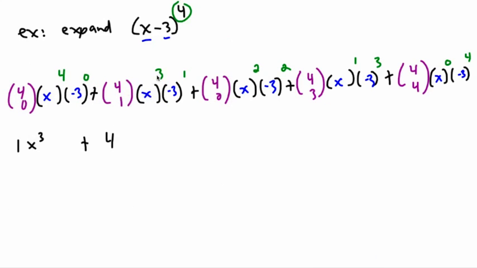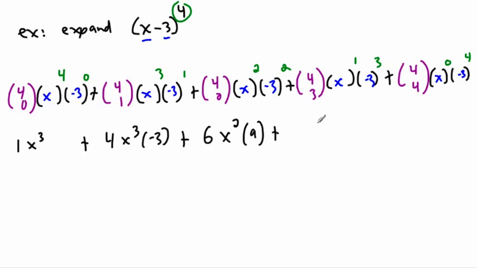And then I keep going. X cubed, well, that's just x cubed. Negative 3 to the power of 1 is just times negative 3. And this one right here, 4, 2. It turns out if you've done these enough, you sort of know how these numbers go. This one here is a 6. And this is x squared. This is negative 3 squared, so that gives me positive 9.